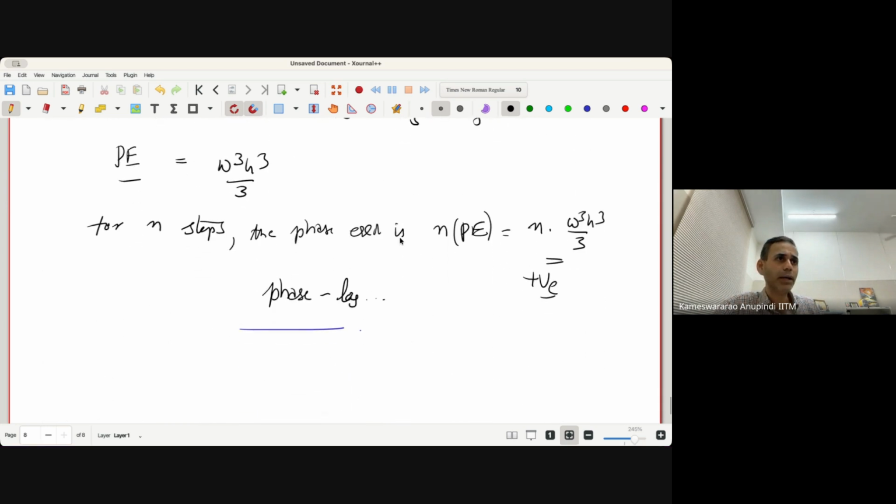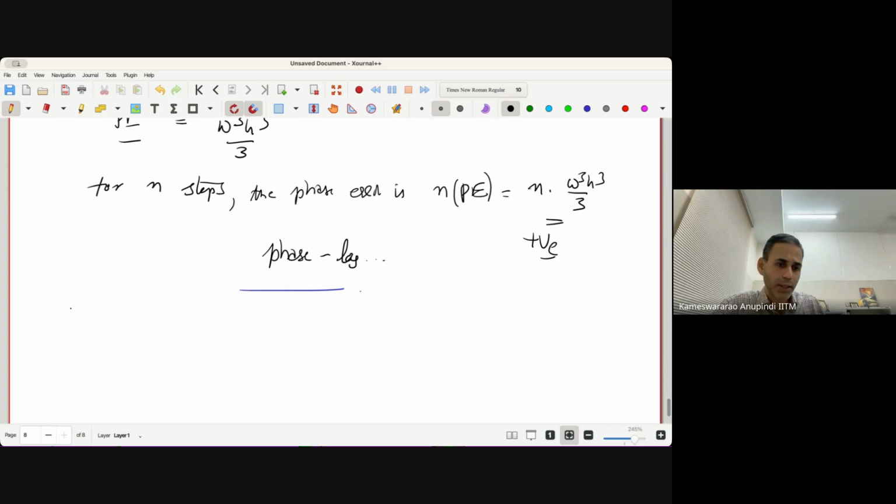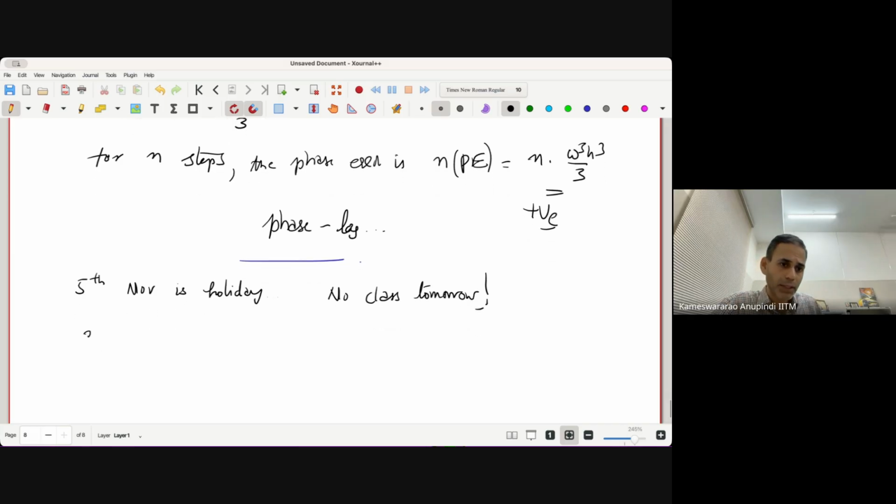Tomorrow is a holiday. 5th November is a holiday on account of Guru Nanak Jayanti. So as a result, no class tomorrow. We're going to directly meet next Monday, 10th of November. Any questions, anybody?